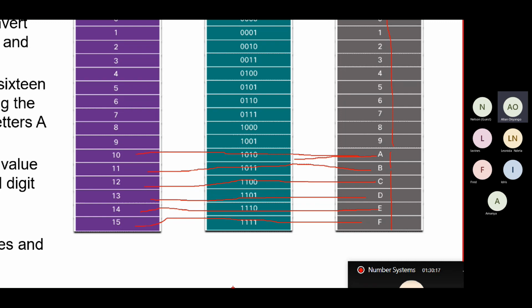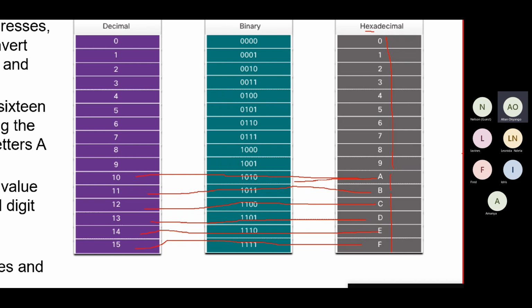Hexadecimal numbers are 16. Hexa is 6, deci is 10, 10 plus 6 is 16. So the first 10 are the decimal numbers from 0 to 9. Then the last are A, B, C, D, E, F, six of them, where A represents 10, B is 11, and F represents 15, all right? Now, we want to learn how to translate from hexadecimal to decimal and decimal back to hexadecimal.